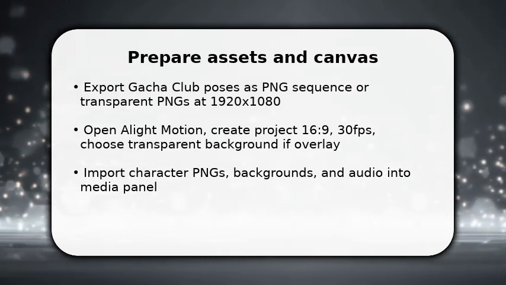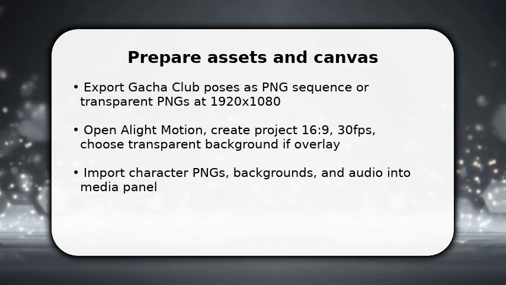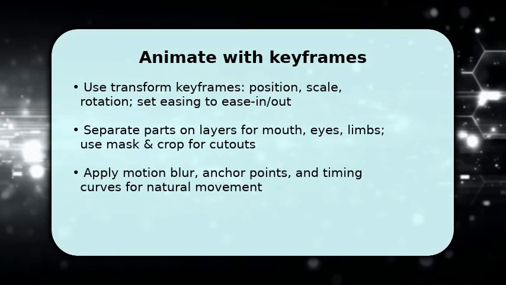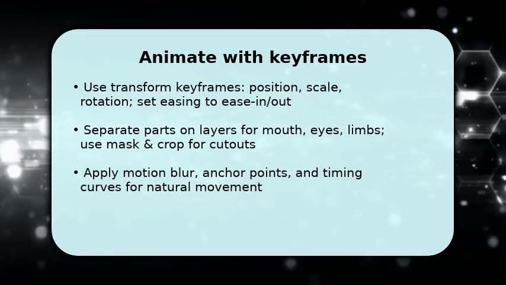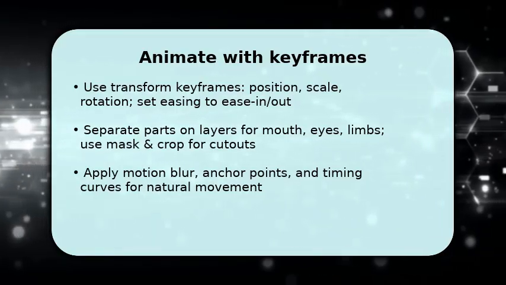Now position the character roughly where you want the scene to begin. You'll animate by setting keyframes on position, scale, and rotation for each layer. This is how motion is built.